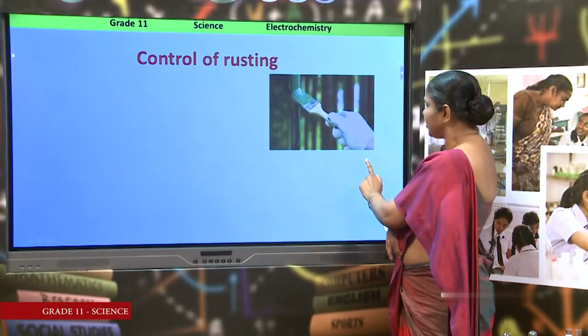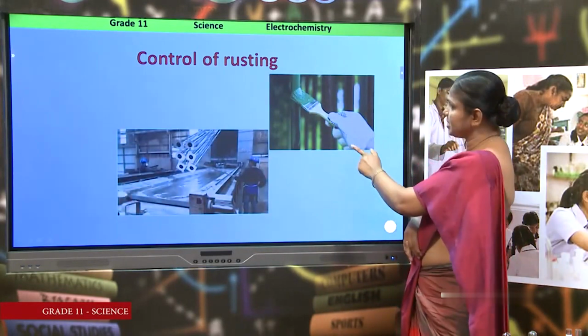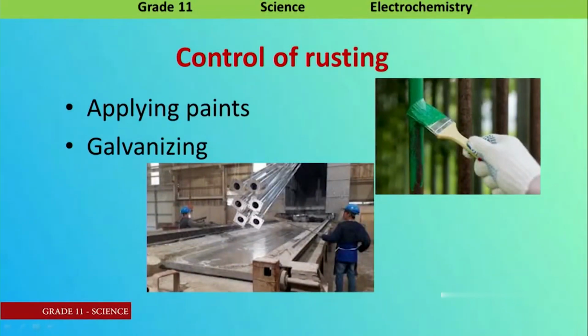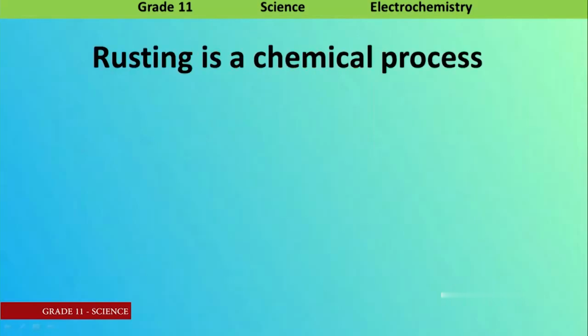Okay, here you can see the methods, right? This is painting to control rusting. This is galvanizing, right? Galvanizing is, children, dipping iron-made instruments in a molten zinc solution, zinc liquid, melted zinc, right? This is called galvanizing, right?